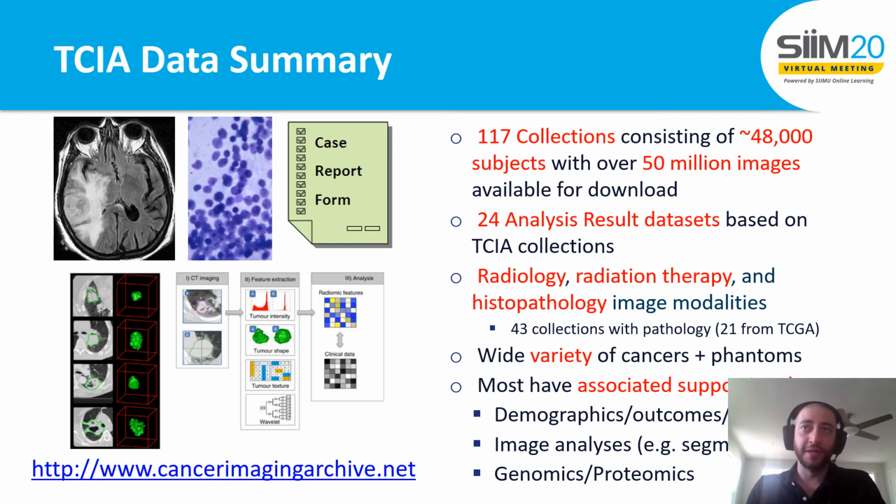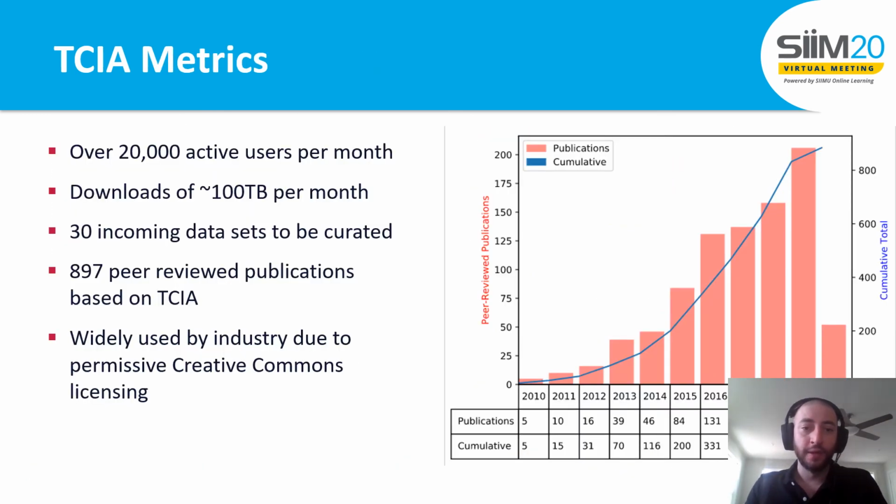And almost all of the data sets at this point now have some kind of supporting data, whether it's patient demographics, outcomes, other types of image analyses, and actually a large number of them even have genomics and proteomics data available. This has resulted in about 20,000 users coming to the site every month to access these data sets and downloads of about 100 terabytes a month.